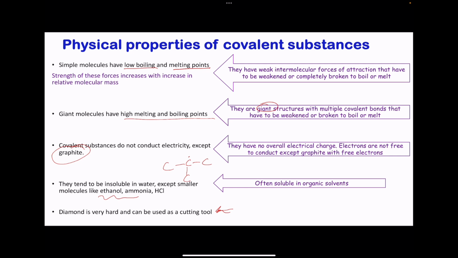So common questions from this topic will ask you about the properties of simple molecules and then the properties of giant structures like diamond and graphite. So you need to know how to explain the differences in boiling points, melting points, why diamond is hard, why graphite conducts electricity, and why graphite is soft. So this brings us to the end of this topic, which is about covalent bonding.